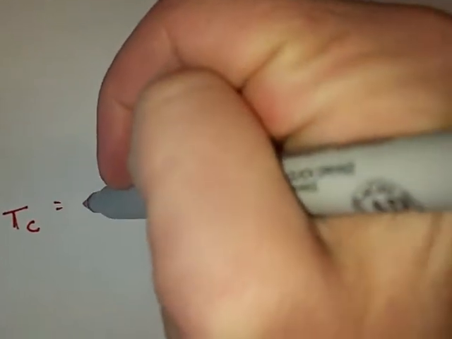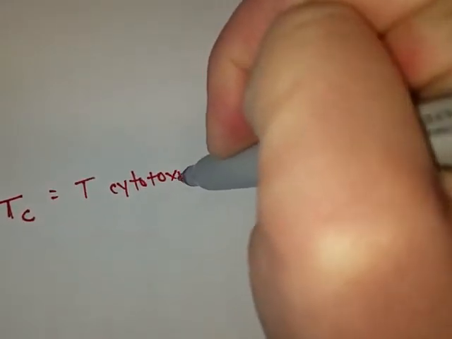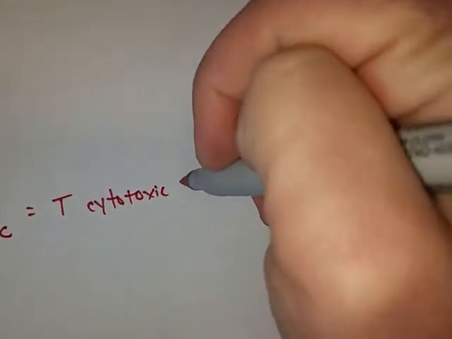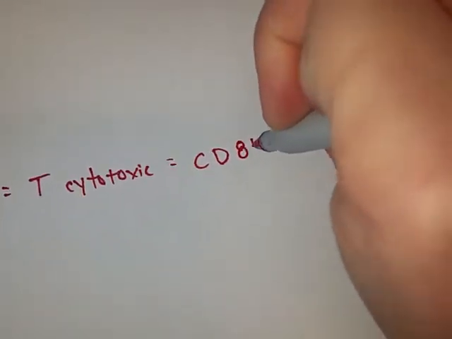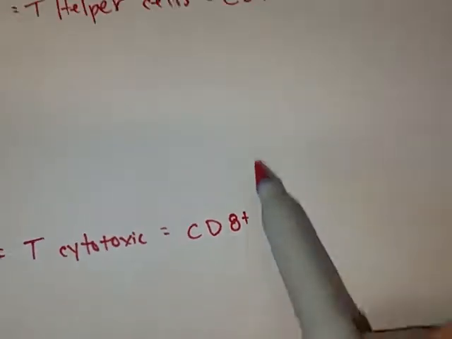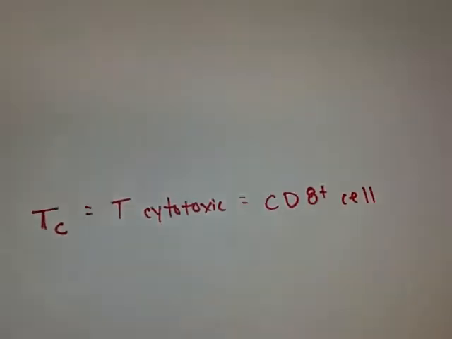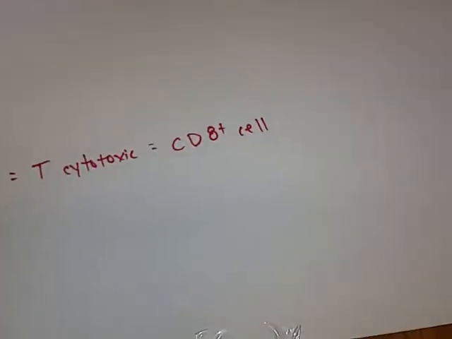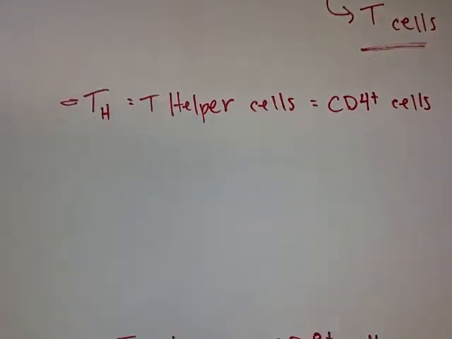So the other type of T cell we're going to talk about is what's called a TC cell, or a T cytotoxic cell, which you'll also be hearing as a CD8 plus cell. So just like with CD4 plus, the CD8 is just a cell marker that they use to help sort these T cytotoxic cells.